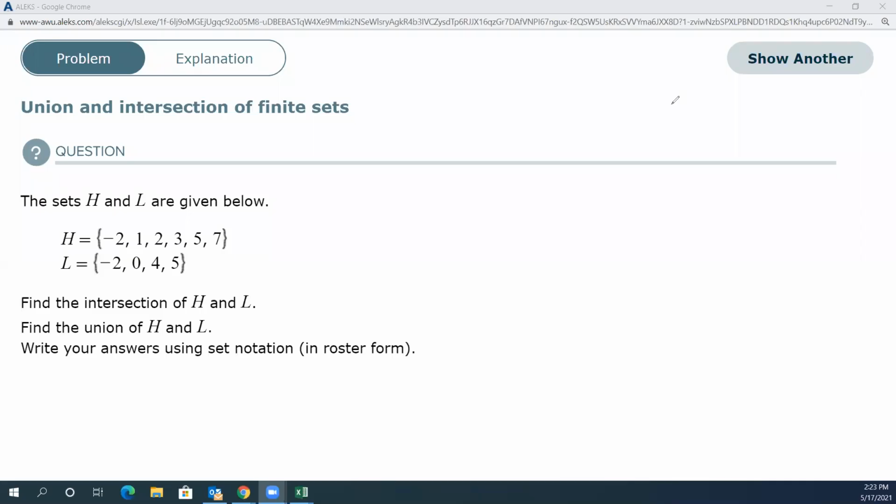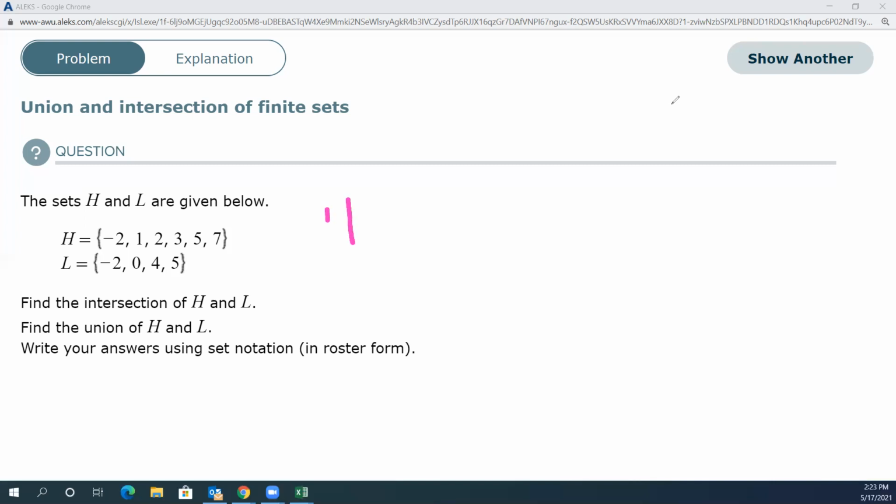Let's talk about intersection and union of two sets. Now, for this one, we have 6 elements of set H, and then 4 elements of set L. So there are two sets, and we are supposed to find the intersection and the union of the two sets.